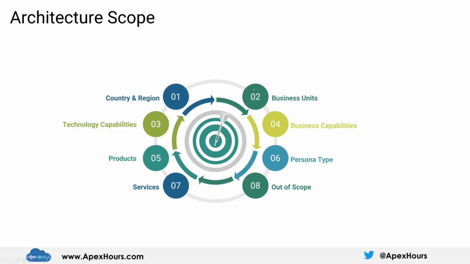Let's jump on to the architecture scope. The first and foremost important thing for any project work is to start with the scoping itself, right? When we talk about the architecture scope, these are the few parameters that you need to weigh. I will also talk about how they get impacted in the Salesforce ecosystem. So the first one, to start with, is country and regions.